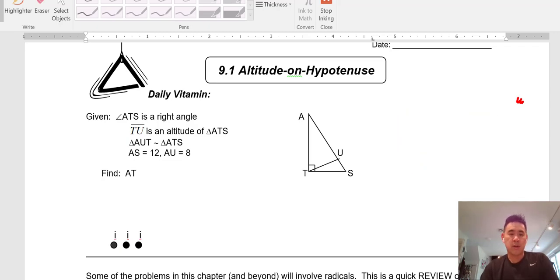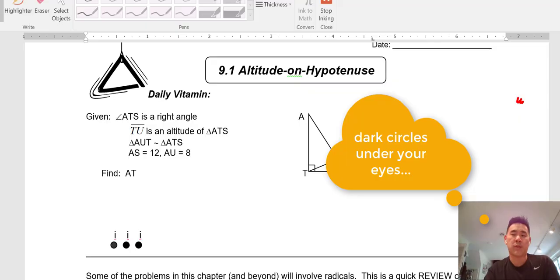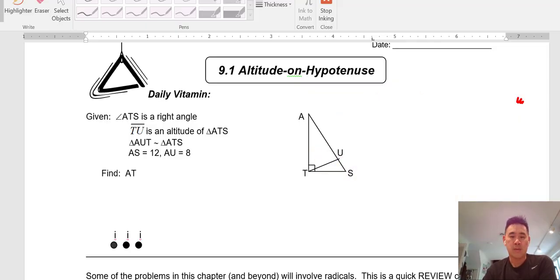We're going to start out here with an opener, and the opener is actually a connection to the previous chapter. The previous chapter was all about similarity, similar triangles, and in this particular section, we're going to do a problem first that has to do with that.